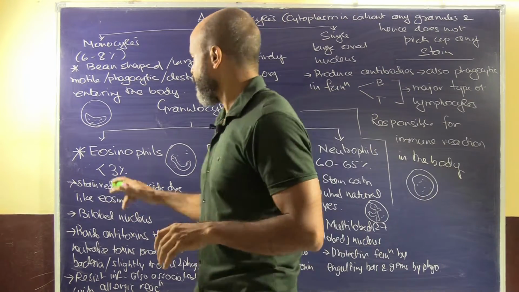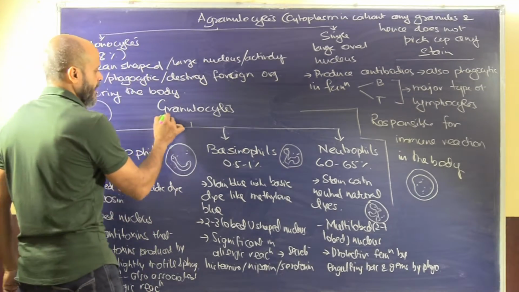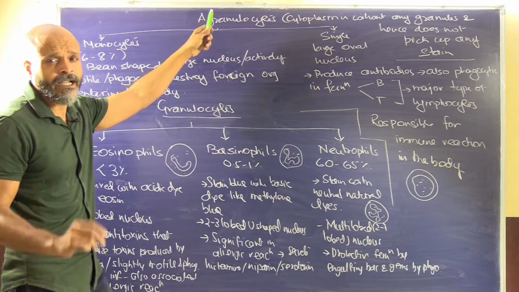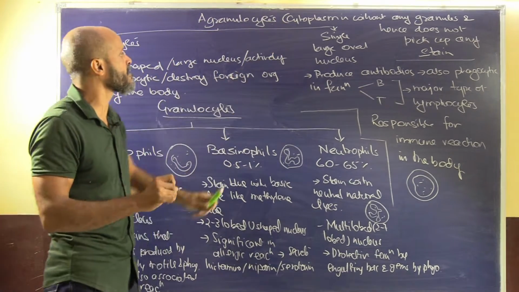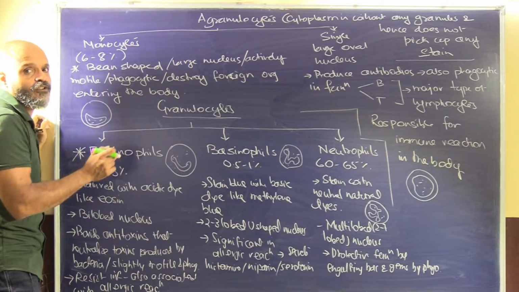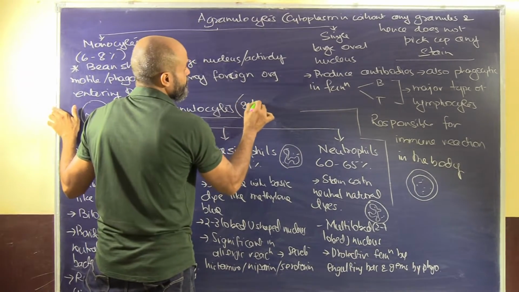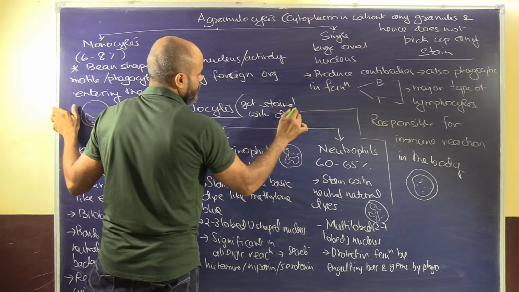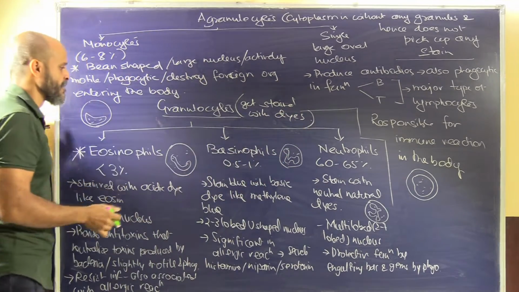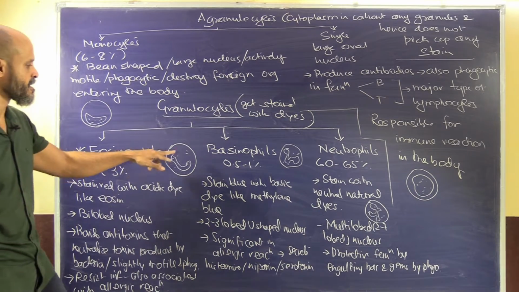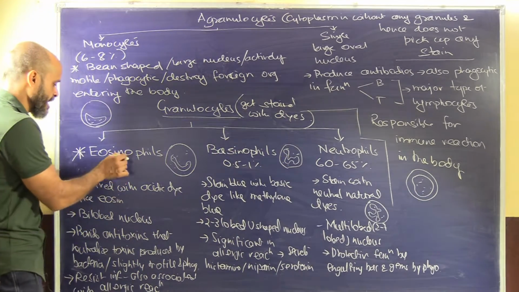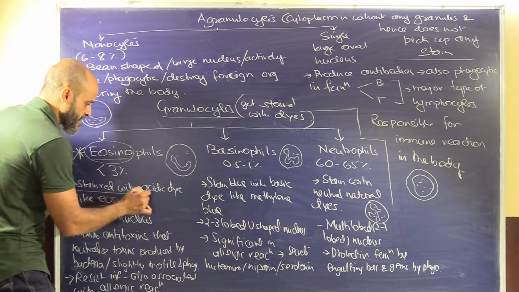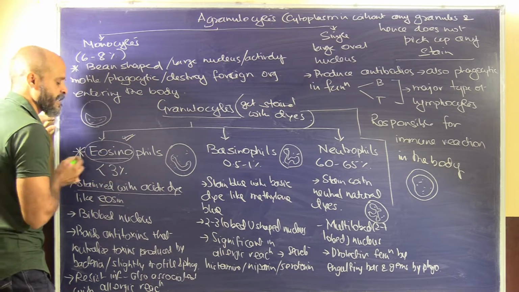In leukocytes, there are granulocytes, which contain granules in the cytoplasm, and if the cytoplasm doesn't contain granules, they are known as agranulocytes. Granulocytes get stained with different types of dyes, and on the basis of that and some other features, we have classified them into eosinophils, basophils and neutrophils. As the name suggests, eosin is an acid, so it gets stained with an acidic dye, hence it is known as eosinophil.